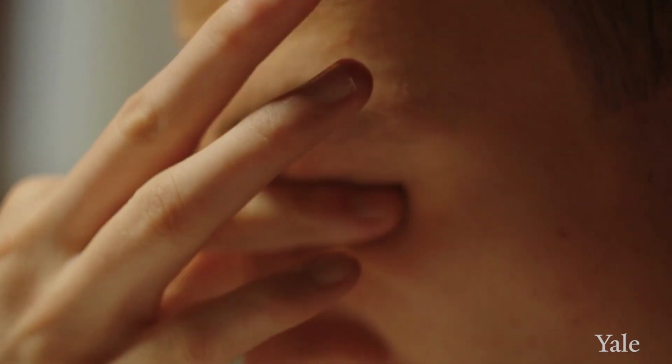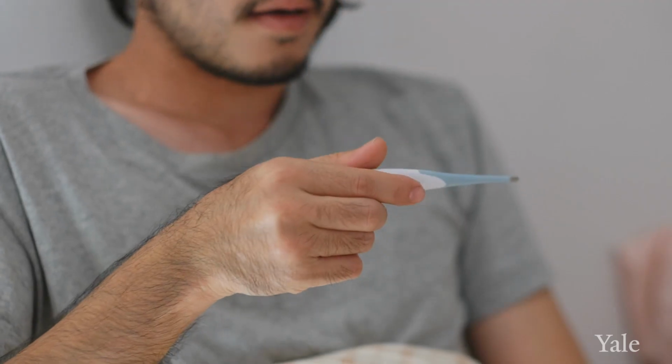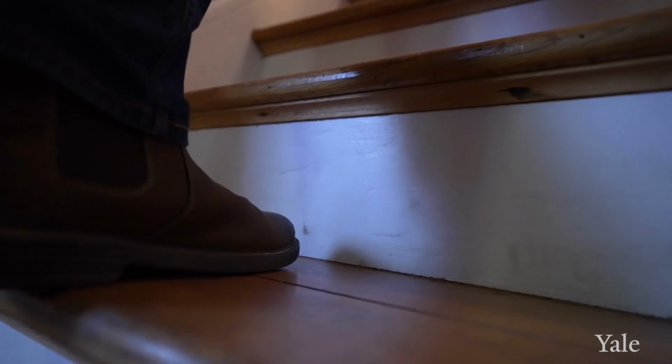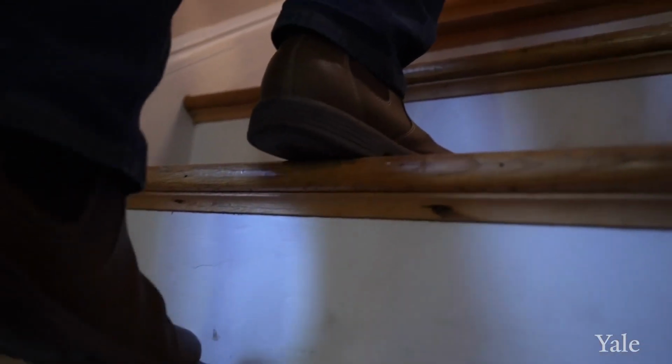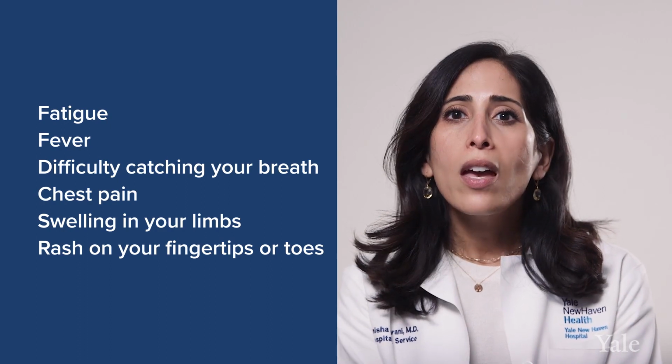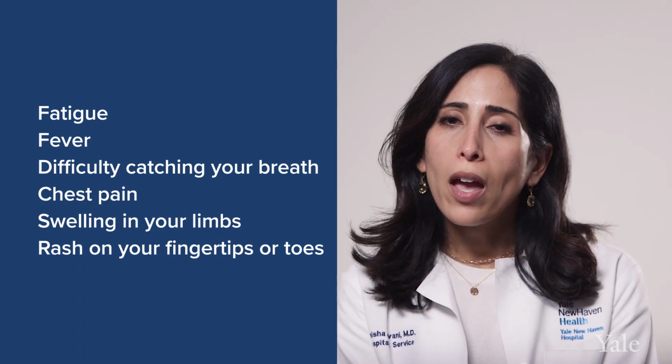If you are concerned you may have infective endocarditis, you should seek immediate medical attention. Concerning symptoms of infective endocarditis include fatigue, fever, difficulty catching your breath, chest pain, swelling in your limbs, and a rash on your fingertips or toes. Evaluation requires blood work and an ultrasound of the heart. If left untreated, infective endocarditis can cause worsening infection, serious disability, or death. It is important to get treatment quickly.